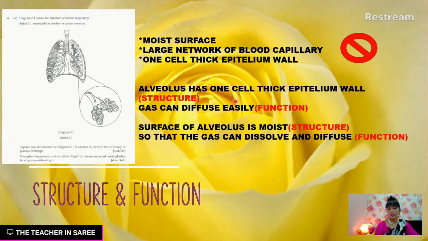Why? Because they want to serve a purpose, they want to serve a function. So that is worth mentioning here. Again, the surface of the alveolus is moist. That is actually a structural feature. So what is the functional feature? Why are they moist? Simply to have fun, is it?